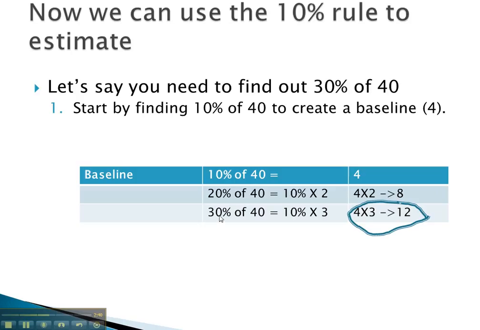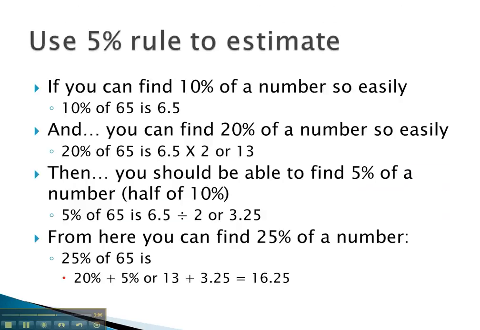Now we wanted to find out 30%, so we just keep building it up. If 10% of 40 is 4, then 30% of 40 must be 10% times 3. 3 times 10% is 30%. And if 10% was 4, it's 4 times 3, 12. So count with me. 10% of 40 is 4. 20% of 40 is 8. 30% of 40 is 12. 40% of 40 is 16. You get the picture. So now we can also use the 5% rule to estimate.